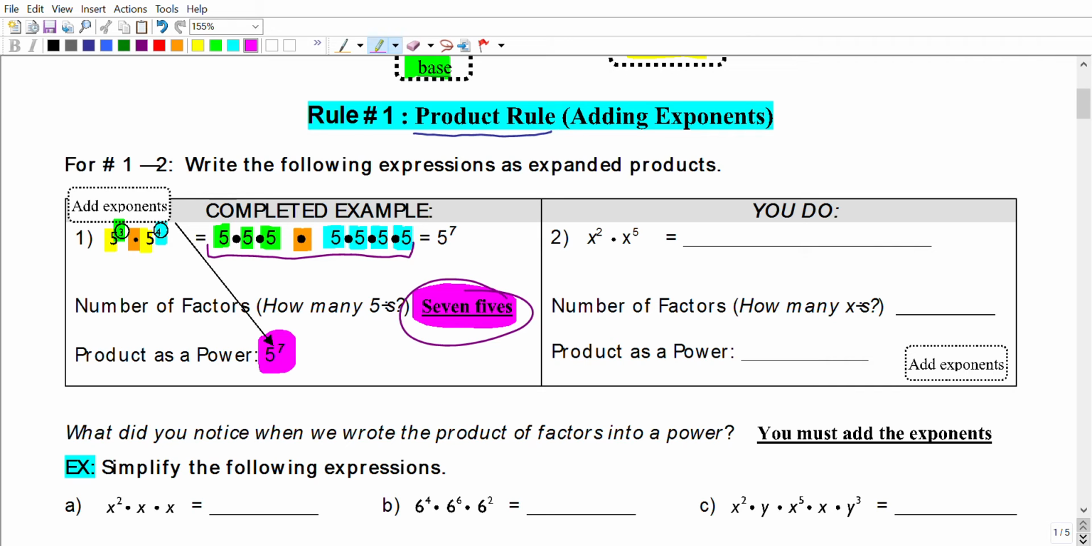So again, 5 to the third times 5 to the fourth. I wrote them all out, and now I notice I have 7 of those 5s, so I can write it as 5 to the 7th.